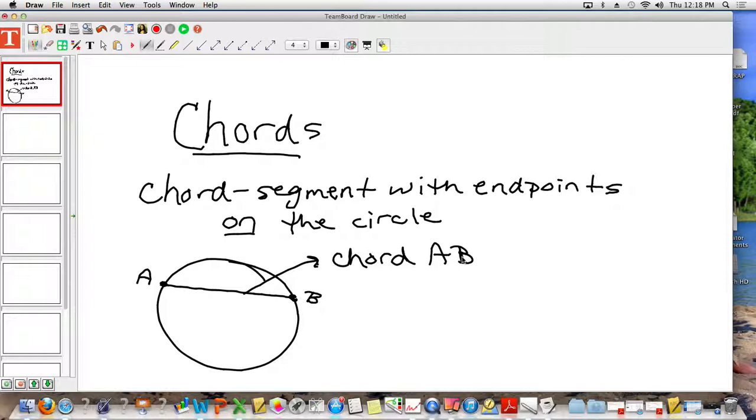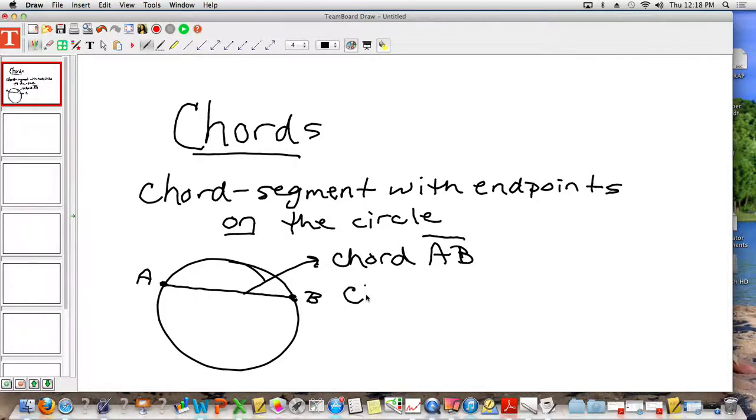Now a chord is a segment, and segments usually are labeled with a little bar right on top of it. So technically I should label this like that, but oftentimes you will have a problem where it will just say, find chord AB, but it won't have the bar on top of it. But you need to know that because it says chord, you are talking about a line segment. You're not talking about the arc. You are talking about the segment, the straight line that connects the 2 points.